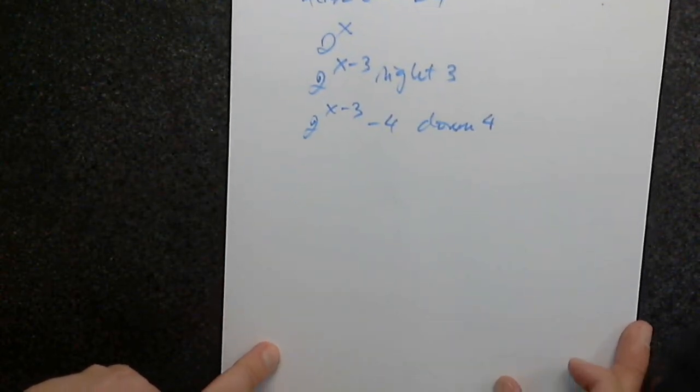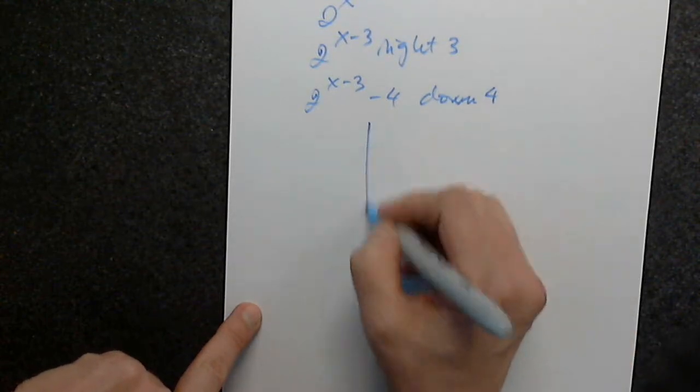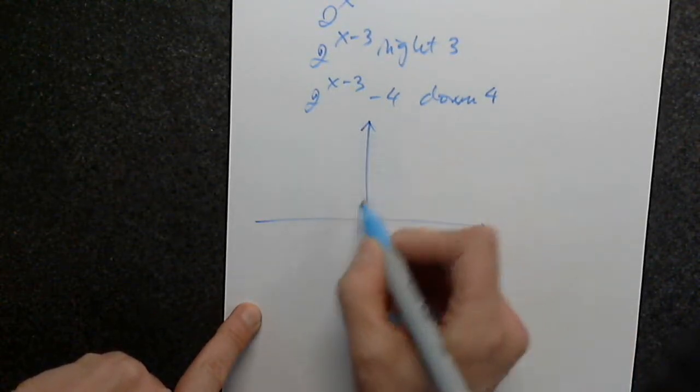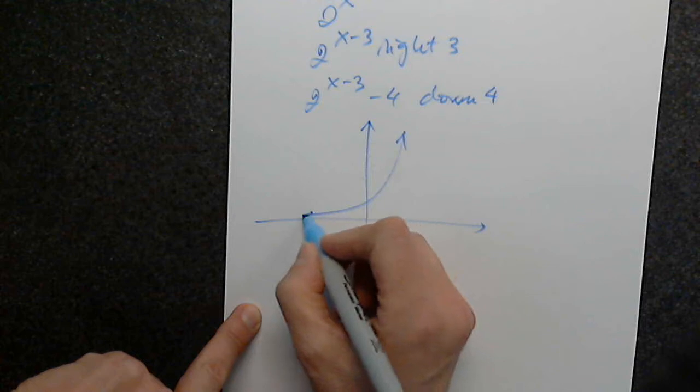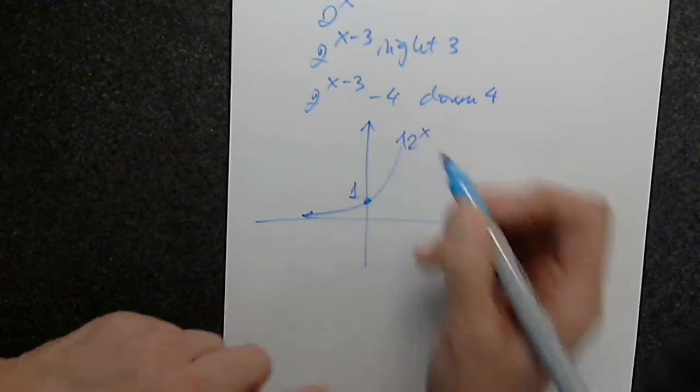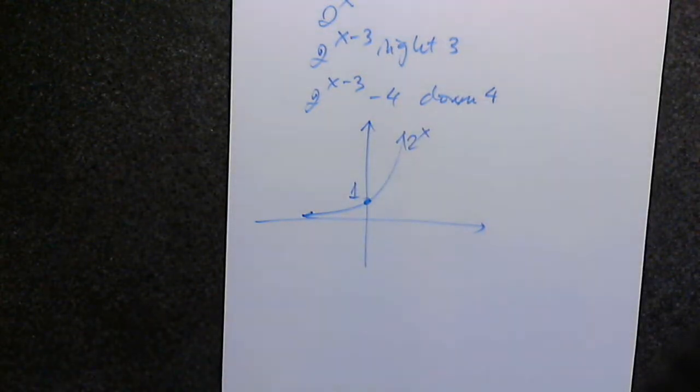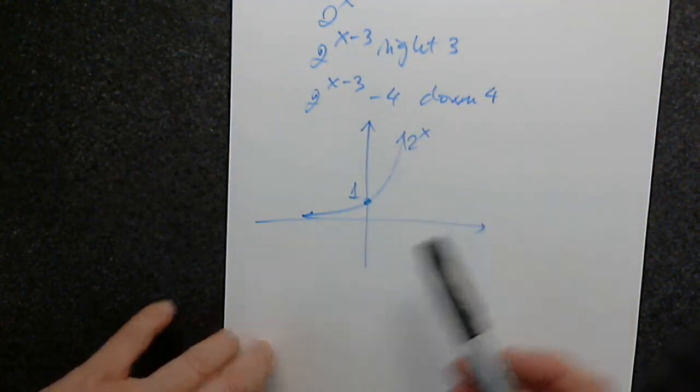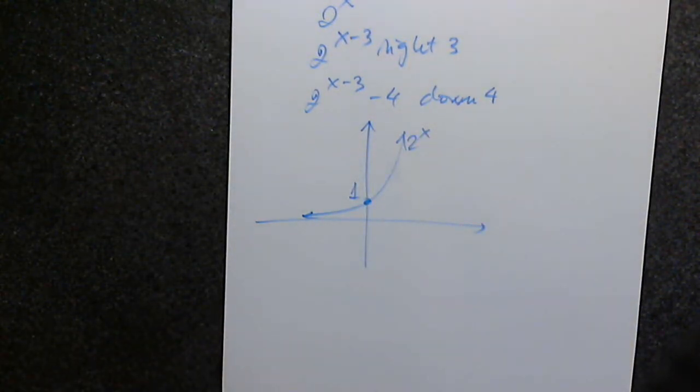So far, so good? Yeah. Okay, so then I graph. Using transformations, I have to graph 2 to the x first. And I know it crosses at 1. All exponential functions cross at 1, the pure ones, not the ones that have transformations in them. They always cross at 1, either increasing or decreasing, but they must cross at 1.